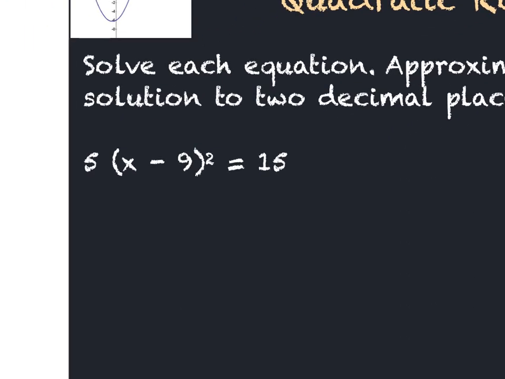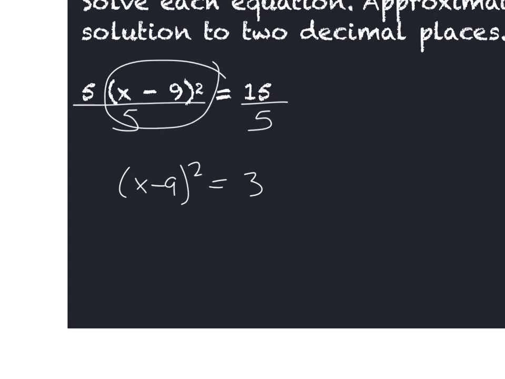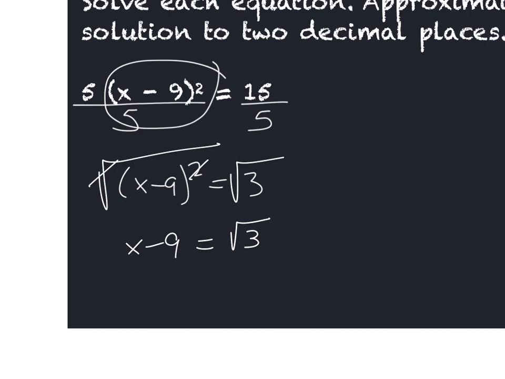All right, so here we have it. You're first going to want to isolate this part of your quadratic equation. To do that, you are going to divide both sides by 5. And if you do that, you get x minus 9 squared equals 3. And then you would take the square root of both sides. Now, taking the square root would cancel the square, which is perfect. That's what we want. And that's going to be x minus 9 equals the square root of 3, or plus or minus the square root of 3, because remember, it could be positive or negative.